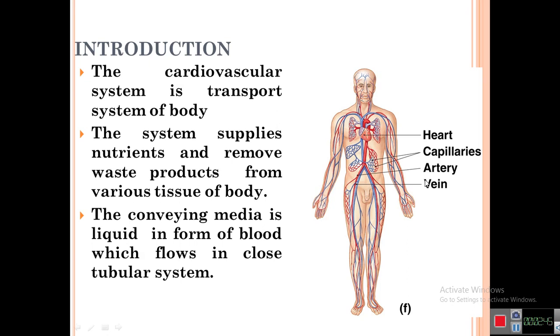So overall, what is the human circulatory system? The human circulatory system is a system which transports nutrients and carries waste products from the various tissues of our body. We call it a cardiovascular system because of the presence of the heart and blood vessels, and the medium which transports the nutrients in our body is blood. We already studied the composition of blood in previous classes.